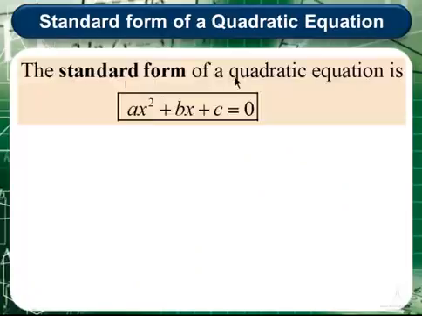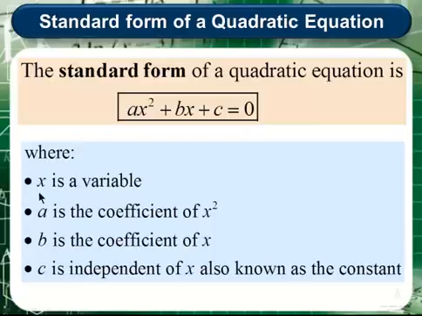We now consider the standard form of a quadratic equation. The standard form of a quadratic equation is given by the equation as indicated on the screen, namely ax squared plus bx plus c on the left hand side is equal to 0 on the right hand side. Now in this case, x of course is the unknown or the variable for this particular equation, where a is the coefficient of x squared, b is the coefficient of x, and c is independent of the variable x, also known as the constant of such an equation.